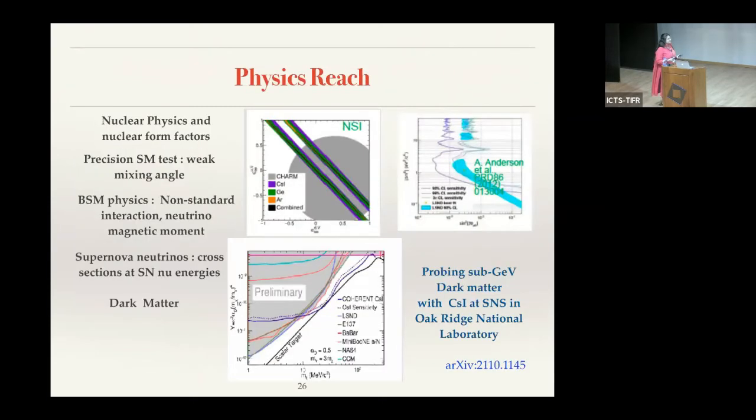There is a lot of physics that can be studied with coherent scattering, for instance nuclear physics and nuclear form factors, precision SM tests like weak mixing angles, BSM physics, non-standard interactions, neutrino magnetic moment, supernova neutrinos, because the cross sections at supernova neutrino energies one can calculate, and dark matter searches. This is a plot for the sterile neutrino sensitivity. This is the NSI constraint which COHERENT has given. They have also done an analysis in this work on probing sub-GeV dark matter with CsI at this neutrino spallation source. These are the coherent bounds, and these are the masses, about 100 MeV, 10 MeV region. The important thing here is that you can test your BSM models through this coherent experiment.